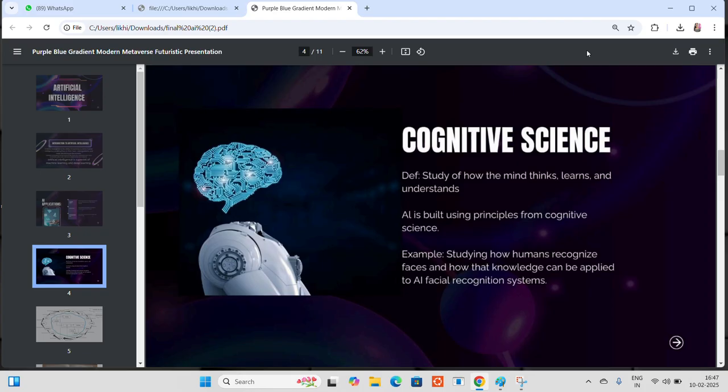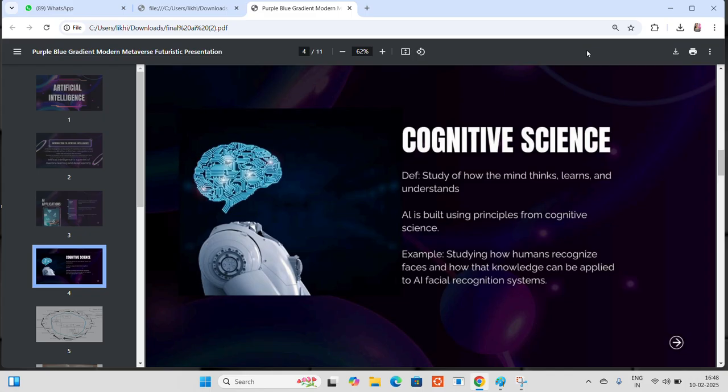Next, cognitive science. I have introduced this term here because the further AI and human knowledge representation cycle is represented using this cognitive science. Cognitive science is defined as the study of how the human mind thinks, learns, and understands.